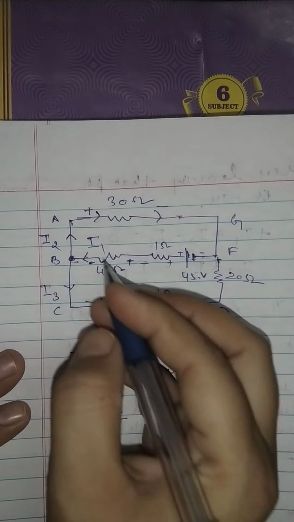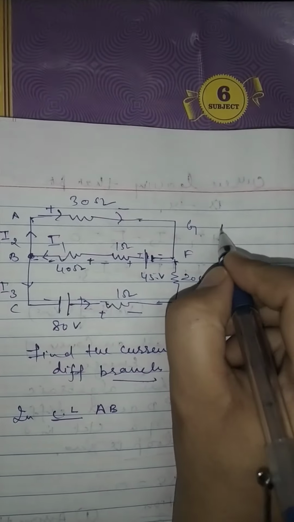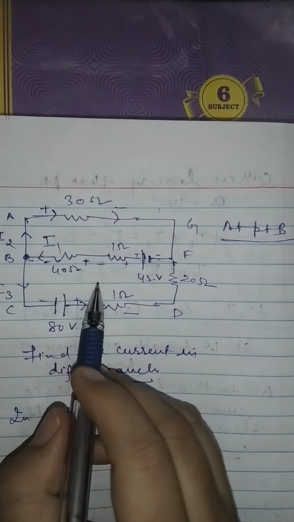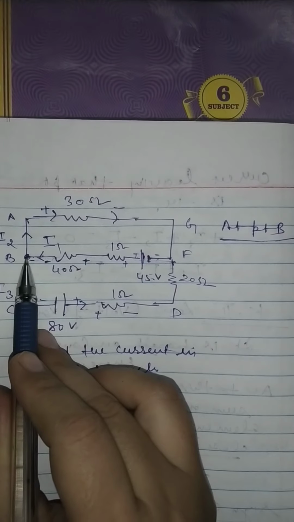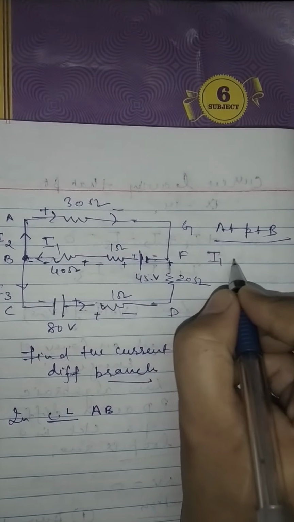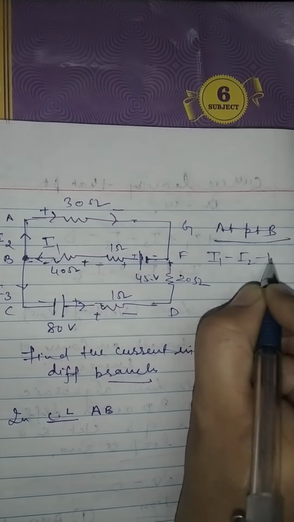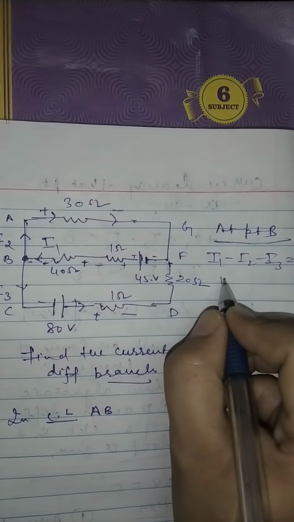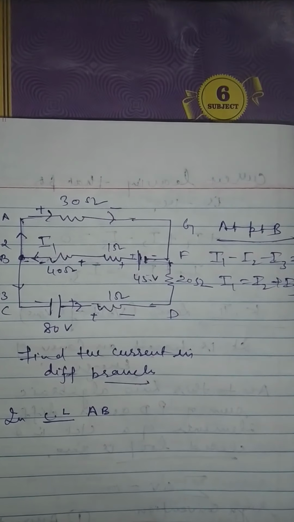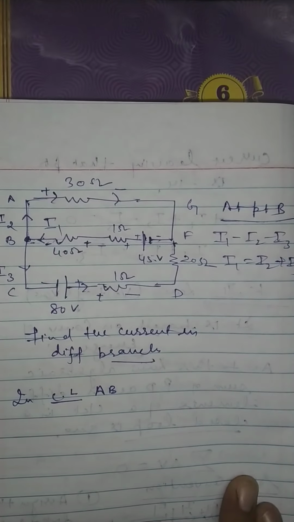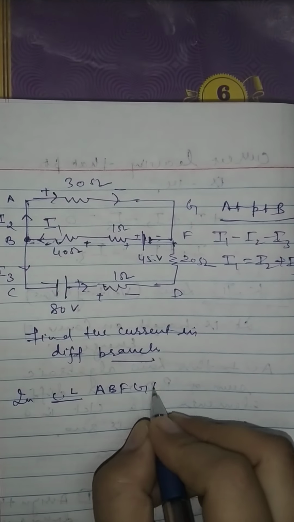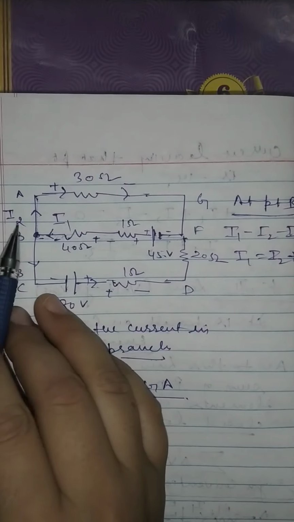Okay, before that, at point B, I will apply Kirchhoff's first law. What is the first law? I1 current is coming in and I2 leaves from here and I3 leaves from here. So I1 minus I2 minus I3 equals 0. So can I write I1 equals I2 plus I3? Now I will apply Kirchhoff's law in the loop A, B, F, G, A.